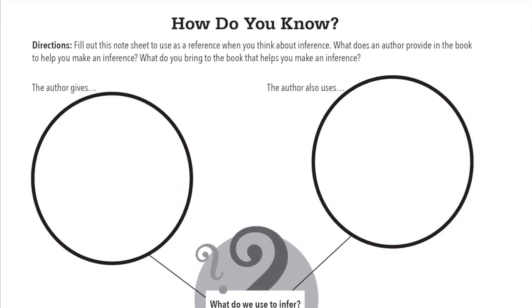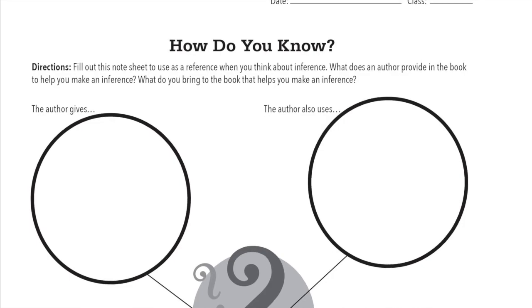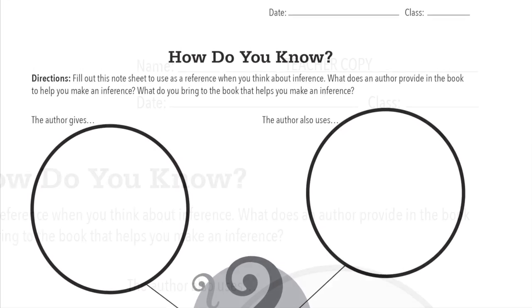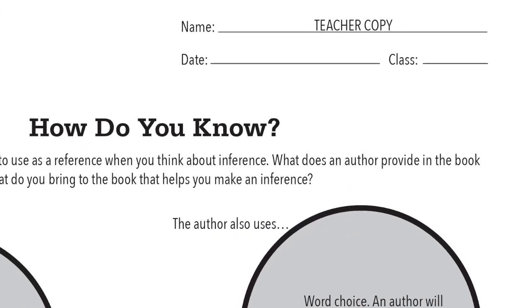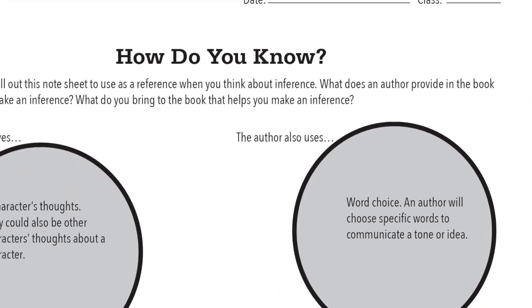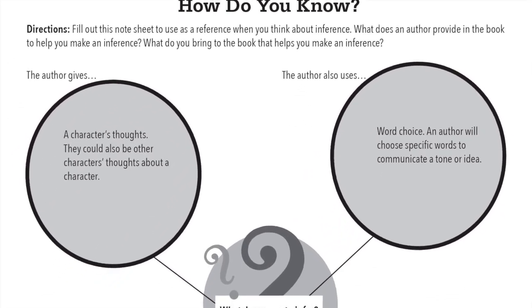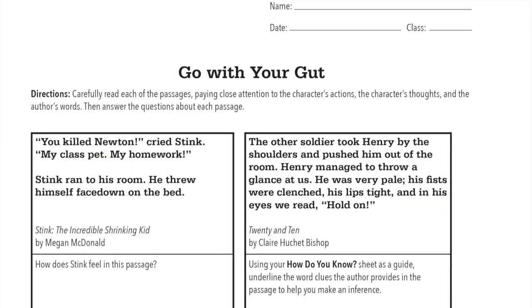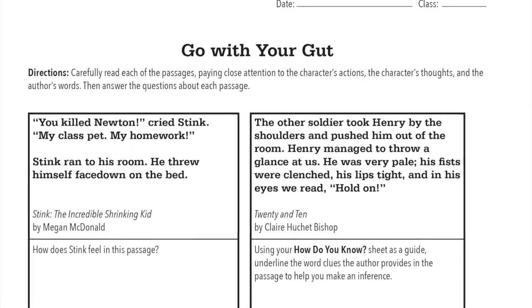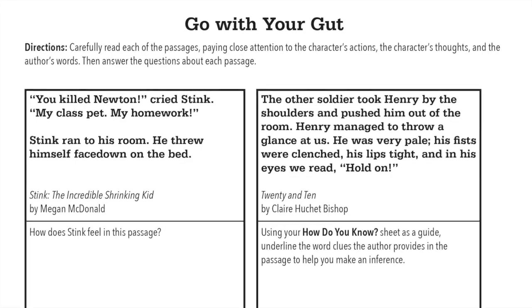How Do You Know is an example of a note sheet. A student version is first, and the teacher copy is second. The teacher copy is a guide for you to use during the instruction section of the lesson. Next is the Go With Your Gut activity handout used in the practice section.